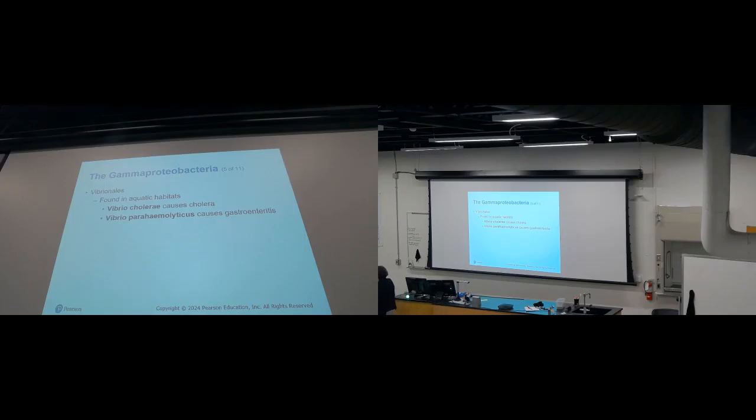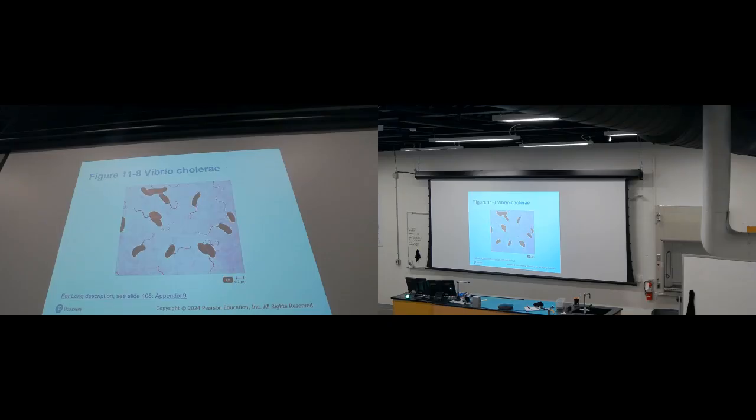We have Vibrionales, that they live in aquatic environments. We have Vibrio cholerae, that causes cholera, which is a severe diarrhea that in some cases can leave the person severely dehydrated, and the person can even die. And we have Vibrio parahaemolyticus, that causes gastroenteritis. So here we have this Vibrio, so it's a comma-shaped bacteria, and then it has this polar flagella.